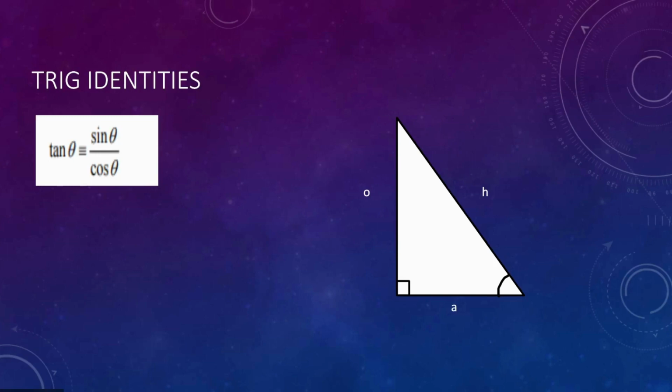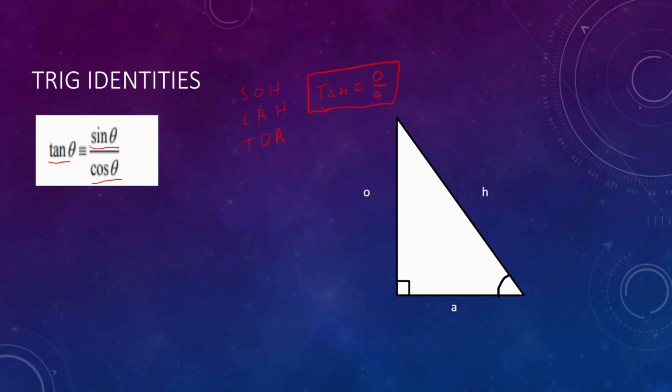Now here we have trig identities. This will be given to you in the formula sheet, but just in case, let's discuss them. For example, here we have tan theta is equal to sine theta over cos theta. Why is that? As you remember, SOH CAH TOA, let me just write it out. What does this mean? This means that tan is equal to opposite over adjacent, right? Just remember that.